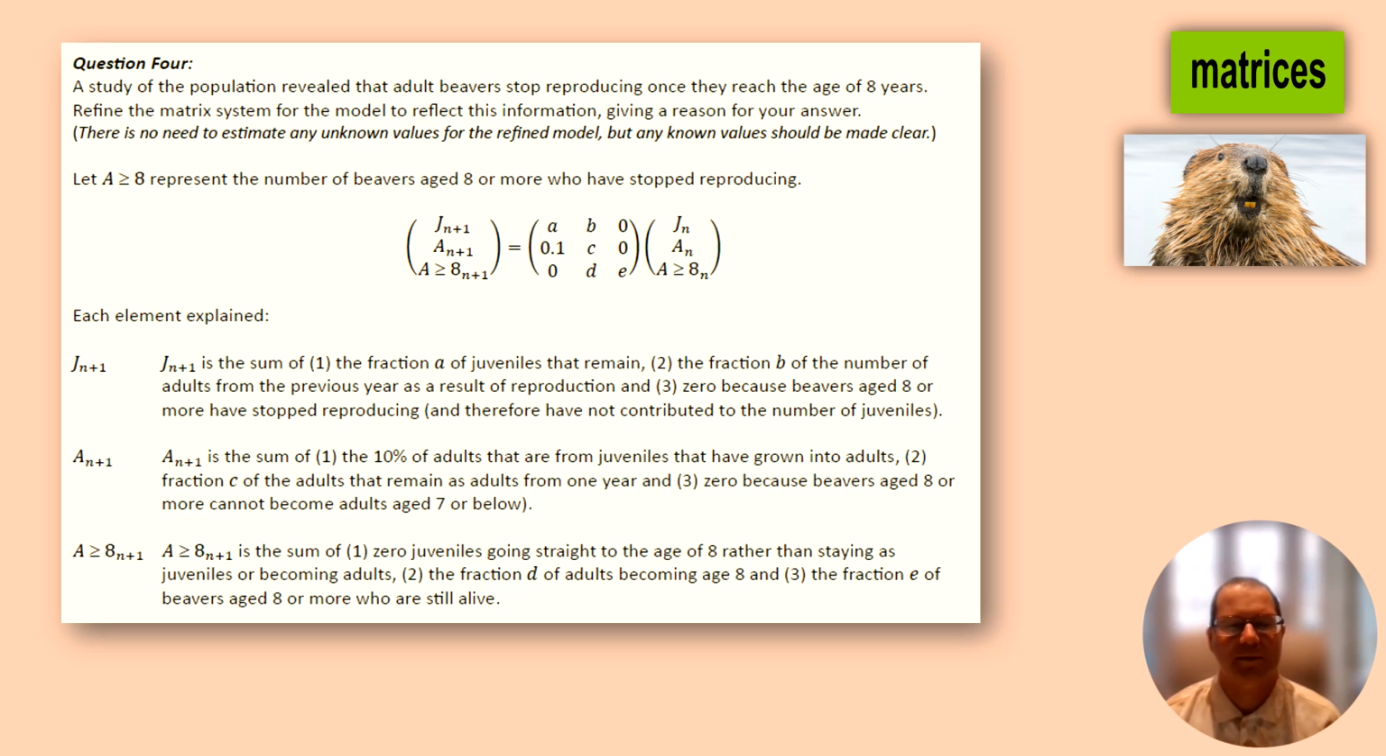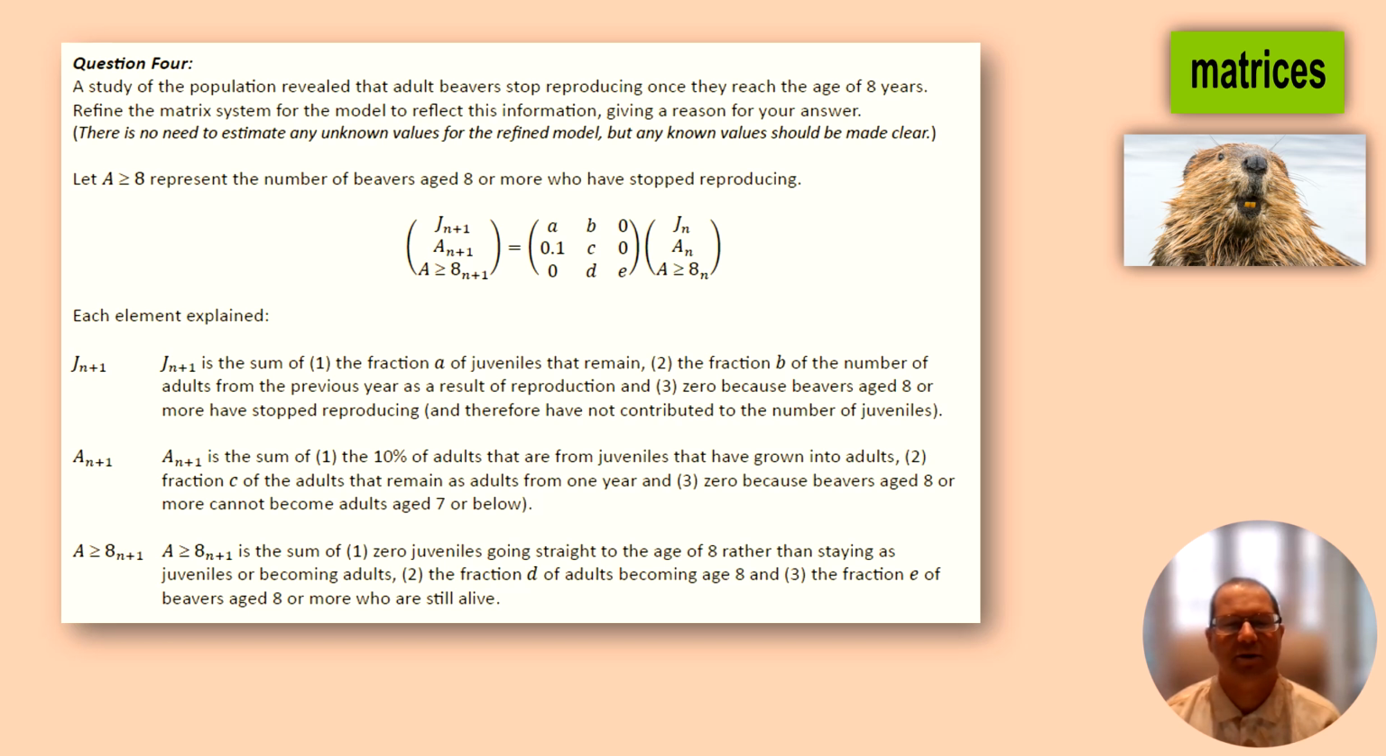The second row, An+1. An+1 is the sum of, firstly, the 10% of adults that are from juveniles that have grown into adults, which we knew from before. Secondly, the fraction c of the adults that remain as adults from one year to the next, which we don't know. And thirdly, 0, because beavers aged 8 or more cannot become adults aged 7 or below. Obviously, you can't get younger.